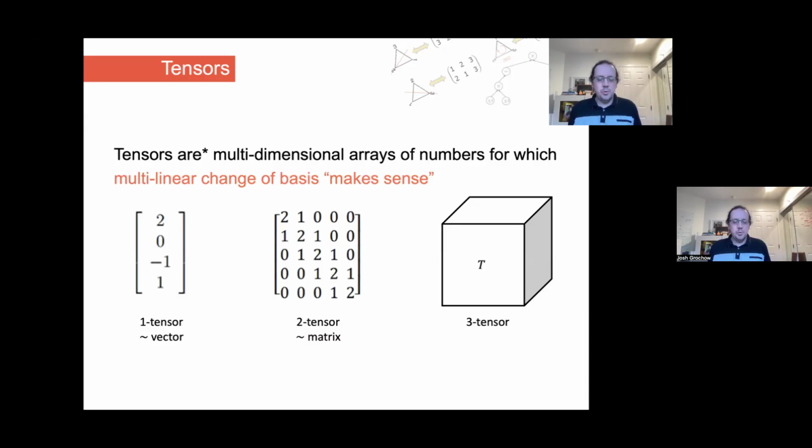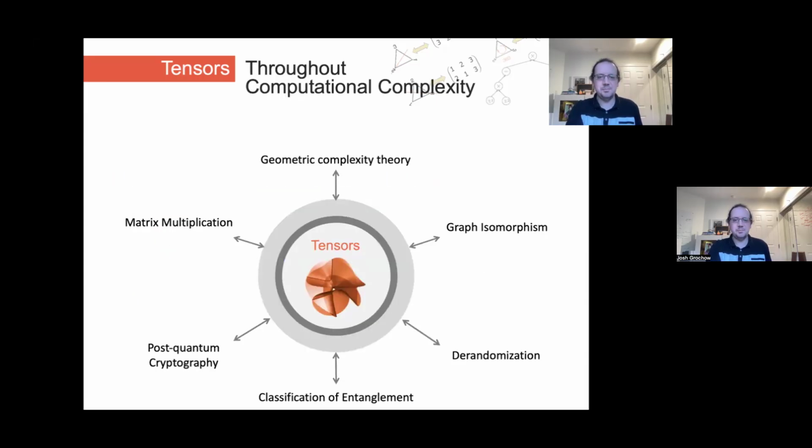So for low-dimensional tensors, these are things everyone is familiar with. A one tensor is represented by a vector. A two tensor is represented by a linear map or a matrix. A three tensor is like the things I talked about before, where now the corresponding hypermatrix is a three-dimensional box of numbers. And the key thing here is that for all of these boxes of numbers, there's some notion of change of basis that makes sense.